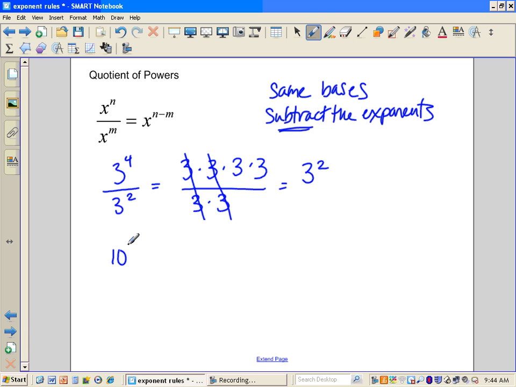Another example might be 10 to the 7th over 10 to the 4th. 7 subtract 4, that would be 10 to the 3rd. Or if we do an example with a variable, y to the 4th over just y, remember, if there's no exponent, that implies that it's an exponent of 1. So that would be y to the 3rd, because we've done 4 subtract 1. When you're dividing, subtract the exponents, as long as you have the same bases. Let's look at the next page.